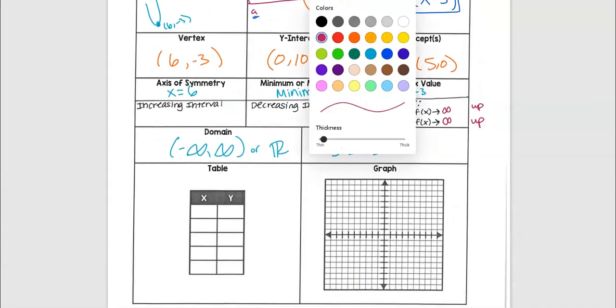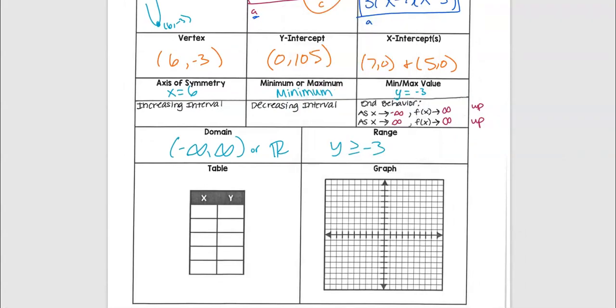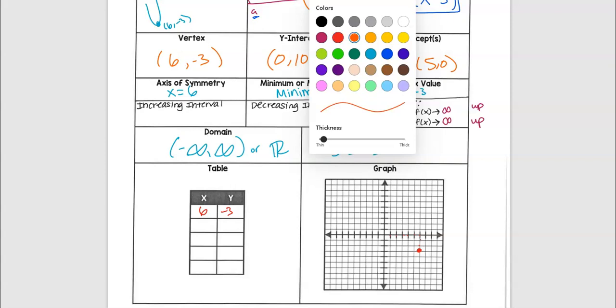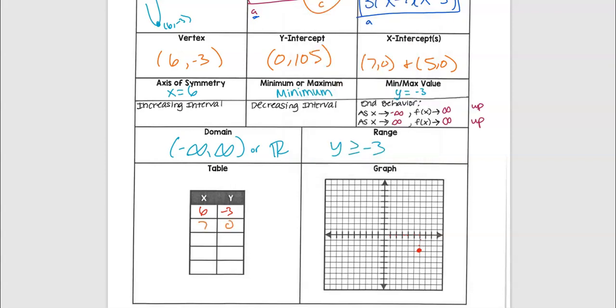So my key points, just read. We have the vertex at 6 and -3. 1, 2, 3, 4, 5, 6. 1, 2, 3. We have x-intercepts at 7 and at 5. This is 6. There's 5. There's 7.